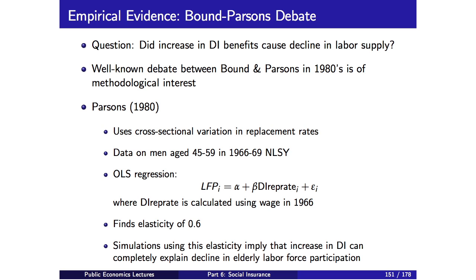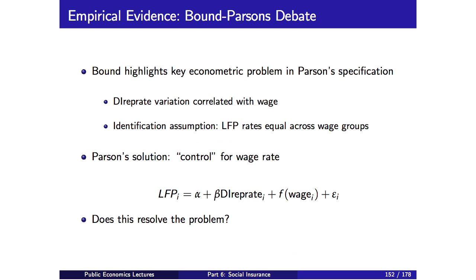So John Bound in these papers in the late 80s highlights what is now obvious as a key econometric problem in Parsons' specification, which is that the DI replacement rate variation he uses is correlated with the wage, obviously, right? That's what's generating it. And so what's the identification assumption Parsons needs to get an unbiased estimate of the causal impact? He needs that labor force participation rates would be equal across these high and low wage guys in the absence of DI, which doesn't really make sense because we think that wages should be one of the prime determinants of whether you want to work or not, right?